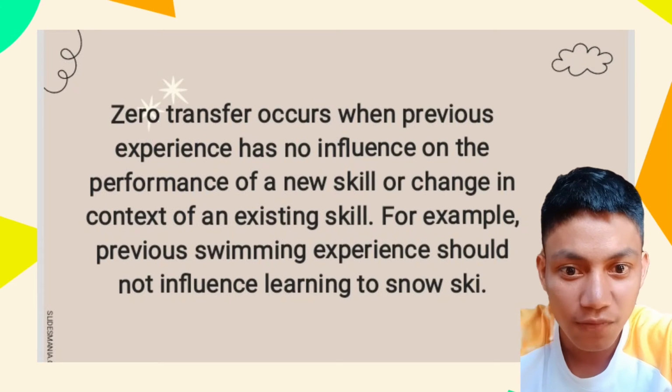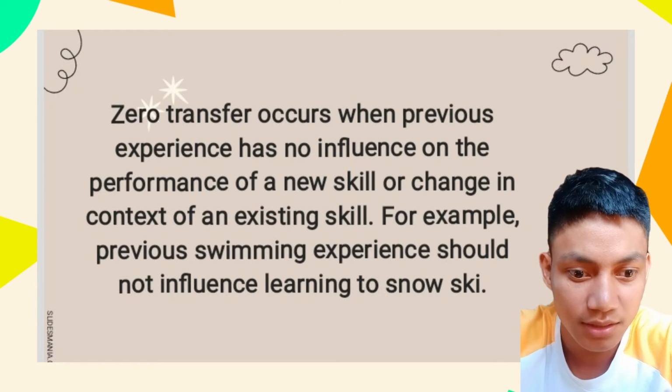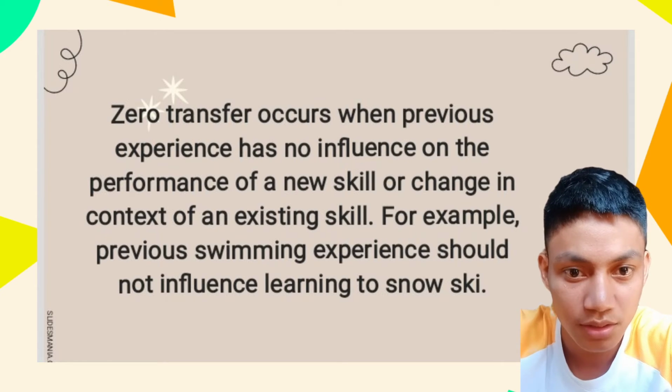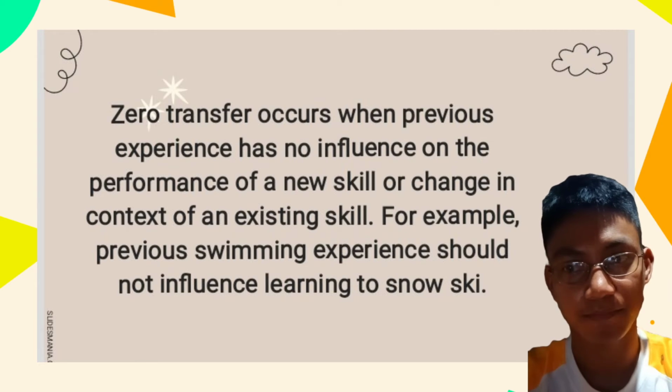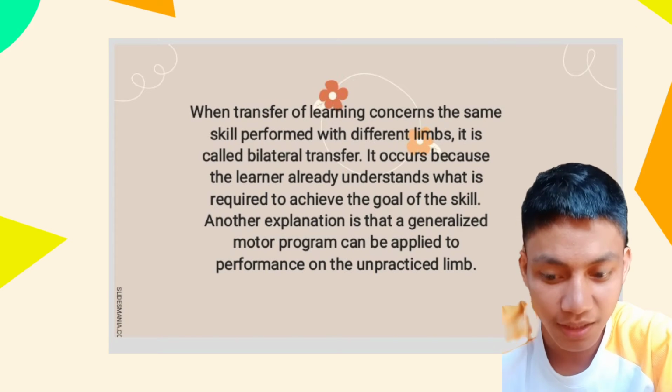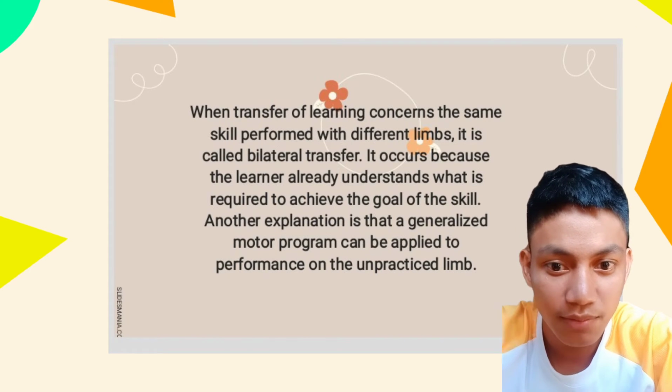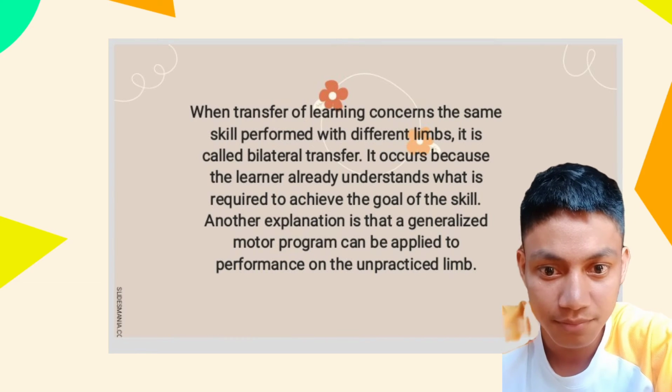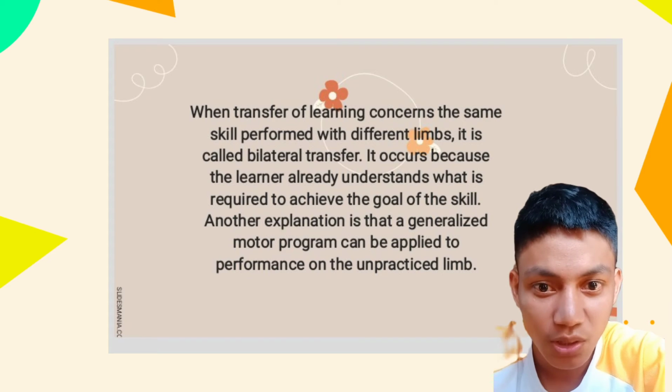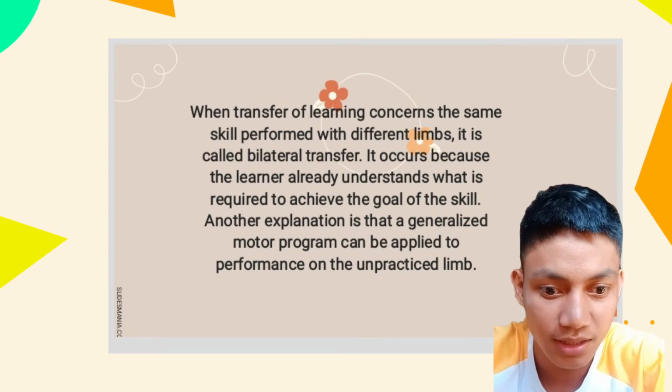Zero transfer occurs when previous experience has no influence on performance of a new skill or changed context of an existing skill. For example, previous swimming experience should not influence learning to snow ski. When transfer of learning concerns the same skill performed with different limbs, it is called bilateral transfer. It occurs because the learner already understands what is required to achieve the goal of the skill. Another explanation is that a generalized motor program can be applied to performance on the unpracticed limb.